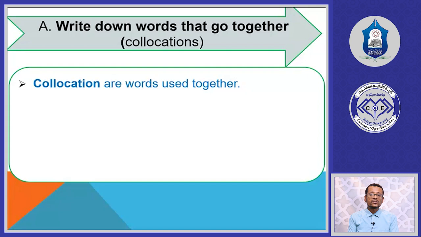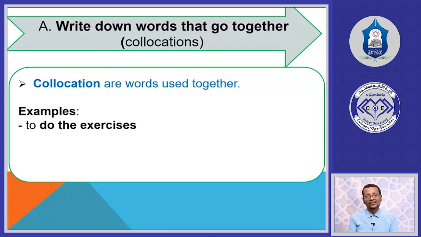Collocations are words that are used together. Words that are used together are called what? Collocations. So a collocation is a group of words that are used together. Usually it is two, and it might be three in some cases. Example, to do the exercises. So here, do goes with exercise. We don't say to make exercises. We say to do the exercise. But we say to make mistakes.